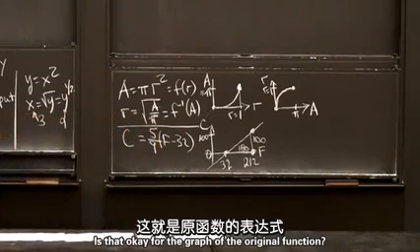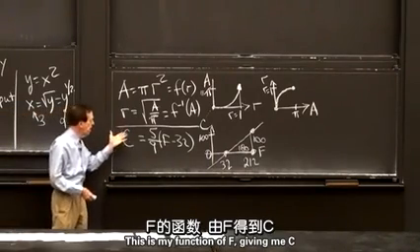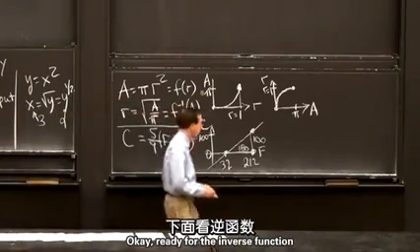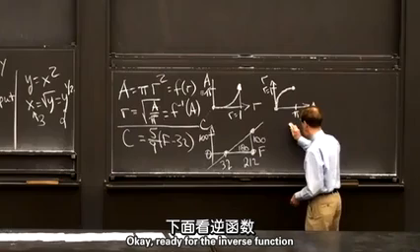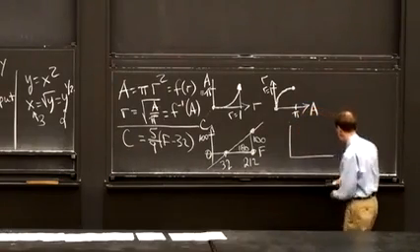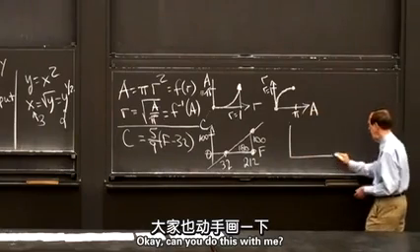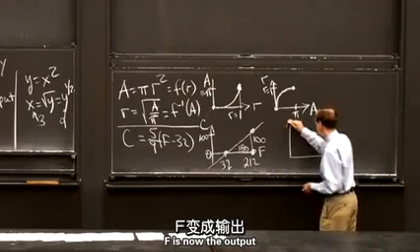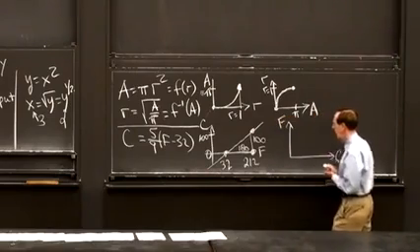Is that okay for the graph of the original function? This is my function of F giving me C. Okay, ready for the inverse function. Can you do this with me? C is now the input. F is now the output.